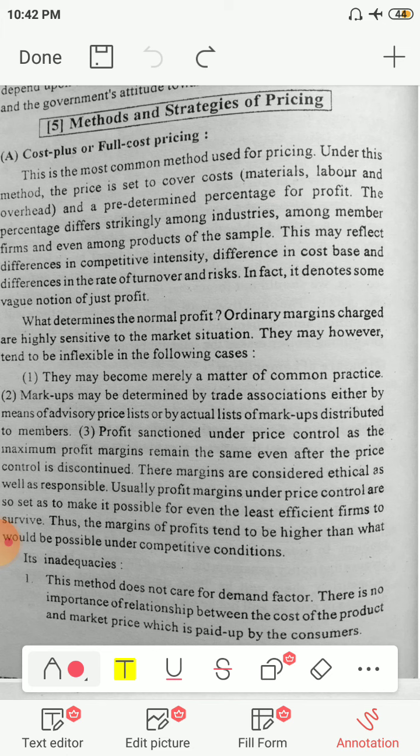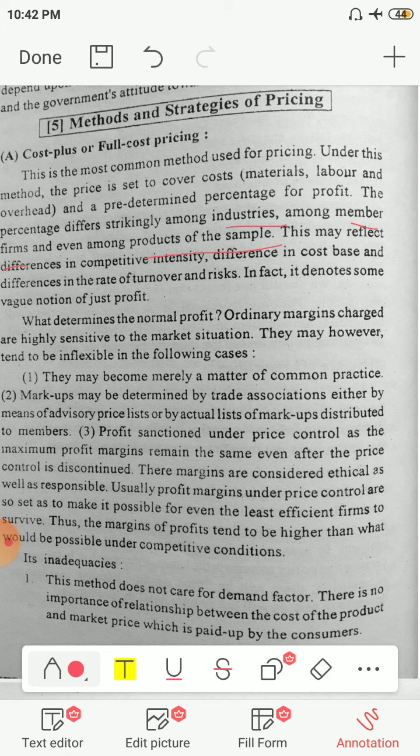Now if we talk about the percentage of profit, then the percentage differs strikingly among industries, among member firms and even among products of a sample. It means the profit margin differs from one industry to another industry, from one firm to another firm and from one product to another product. Take an example of industries. If you take the example of the cement industry, it is a usual product where the profit margin is not that high. If you take the example of the medicine industry, then the highest profit margin is there in the medicine industry. Then if we take the example of different firms, in the same industry even different firms want to earn different profit margins.